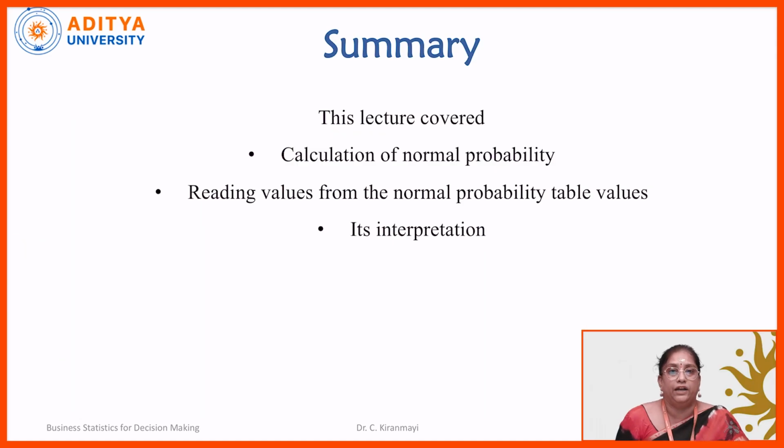Therefore, by the end of this lecture, we came to understand how to calculate normal probability, how to read the values from the normal probability table, and how we can obtain normal probabilities for different cases like less than, more than, and in between, and also how to interpret the value of normal probability. All these are the concepts which we have understood by the end of this lecture.